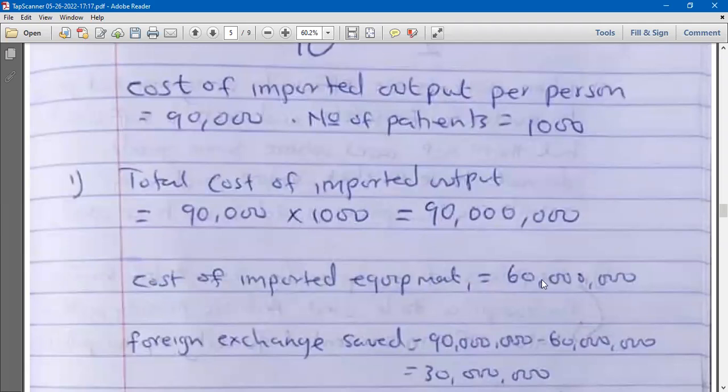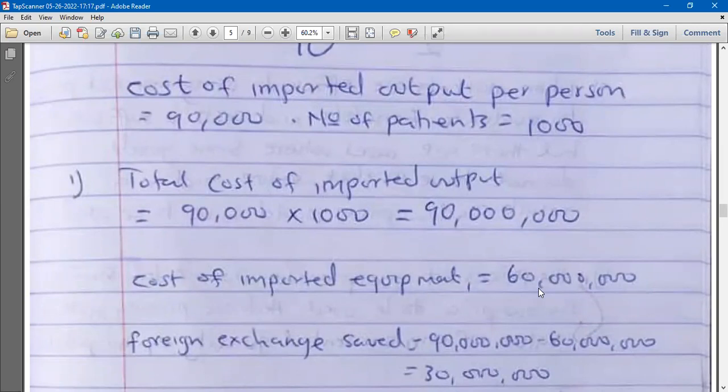Okay, so if you have contingency for the import, then apart from getting the total cost for the imported equipment, if the contingency is 10%, you find 10% of the cost here, 60 million. So 10% of 60 million is going to be what, 6 million, right? So you add the 6 million to the 60 million, then the total cost of imported equipment will be 66 million.